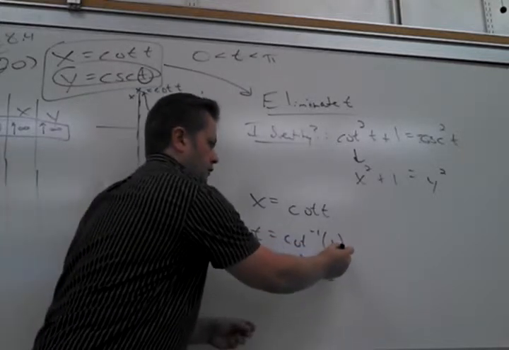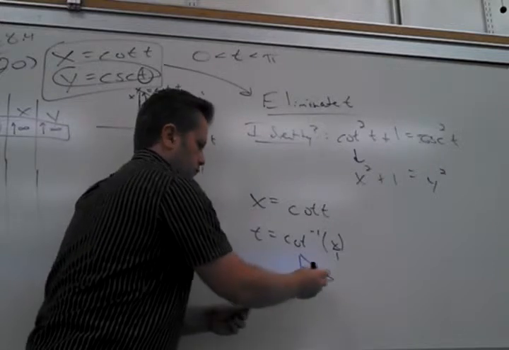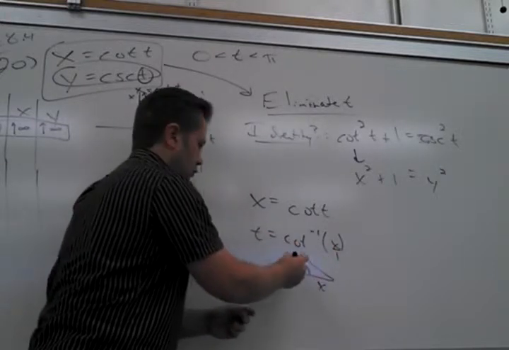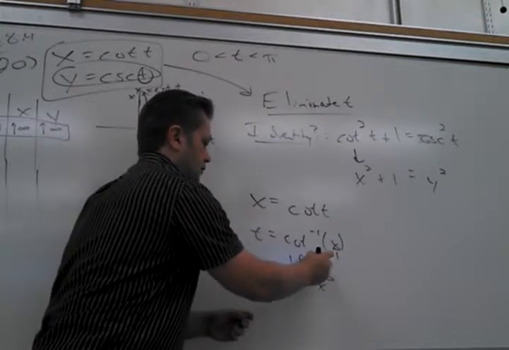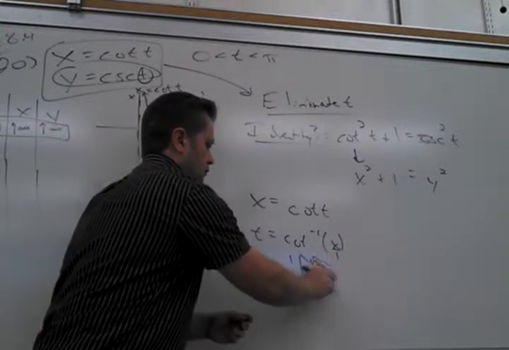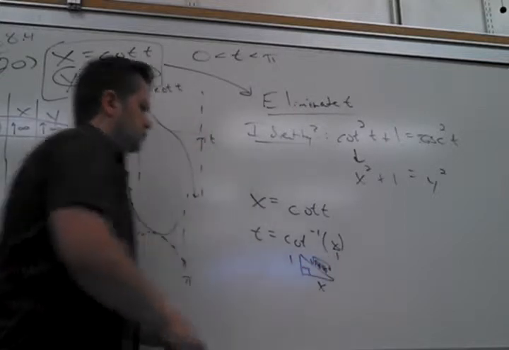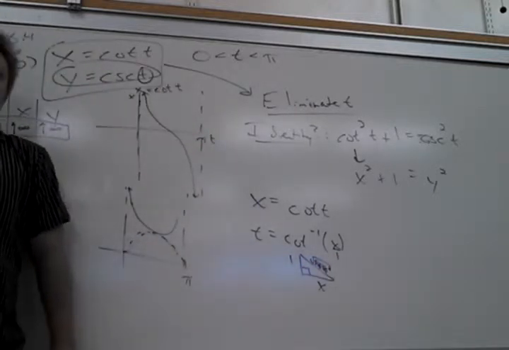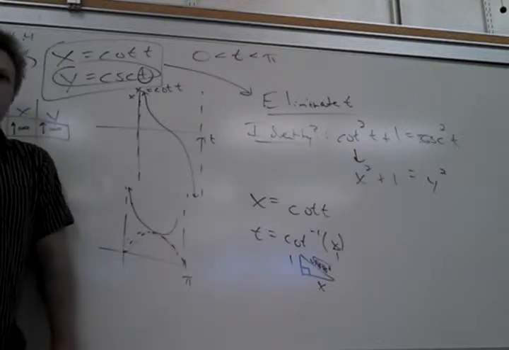X over 1. So thankfully the x is actually going to be the x side. Cool, 1. And the hypotenuse is? 1 plus x squared. Oh, okay. Cool. So now watch how this comes together. It still works. It works really decently well.